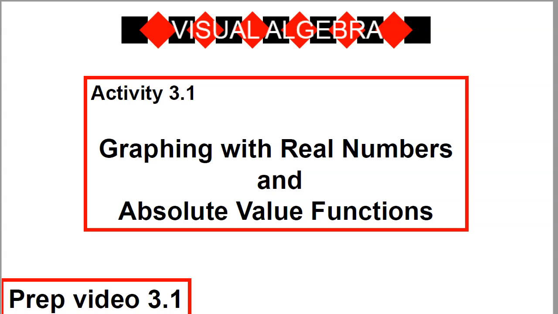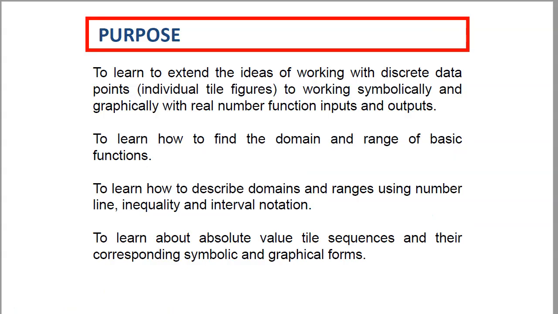This is the video introduction to Activity 3.1, Graphing with Real Numbers and Absolute Value Functions. In this activity, we'll learn to extend the idea of working with discrete data points, individual tile figures, to working symbolically and graphically with real number function inputs and outputs. We'll find the domain and range of some basic functions and describe them using number lines, inequality, and interval notation.